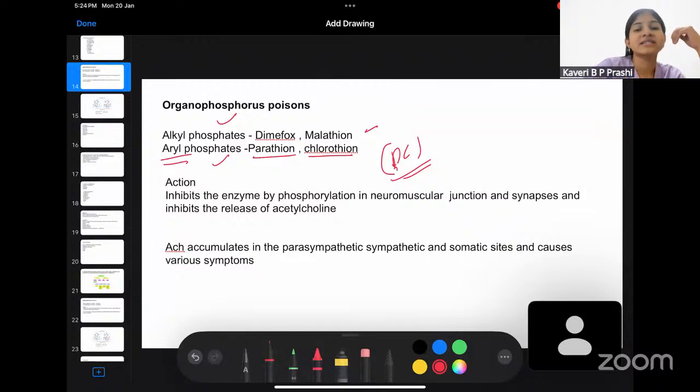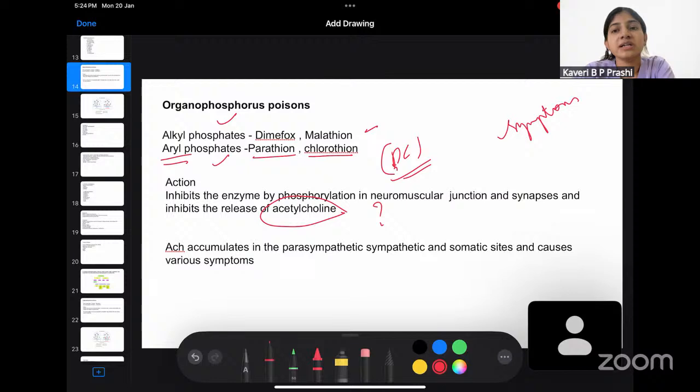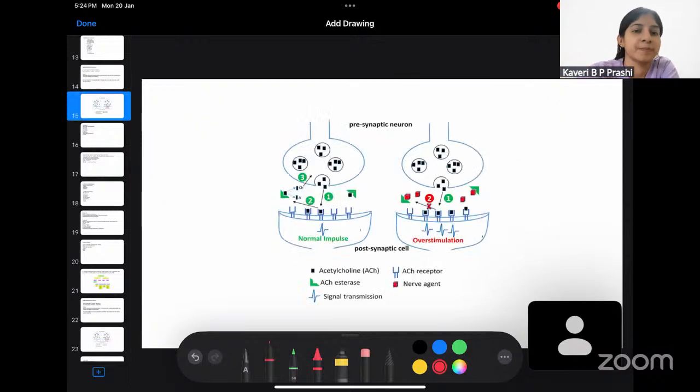So now acetylcholine is not released. So what happens? It starts getting accumulated in the parasympathetic, sympathetic and somatic sites and causes various symptoms. So acetylcholine by itself is going to cause a lot of symptoms. Okay. Now because it is not degraded, it's not given off, it is going to accumulate on all these sites, and it is going to cause all the symptoms. Let us look at what are the symptoms.